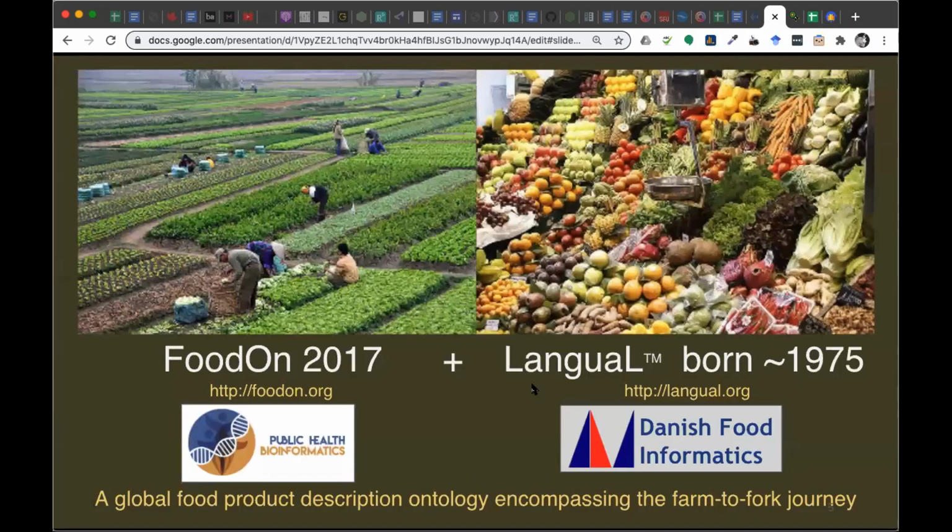What we wanted to do was look at any existing vocabulary that could be brought into the ontology world to support this. And we ended up deciding on LanguaL, which was a vocabulary that actually stretches all the way back to 1975. It's a food description vocabulary that allows food database indexers to describe plates of food or what's on them, dishes, and in order to pair up with nutritional information.